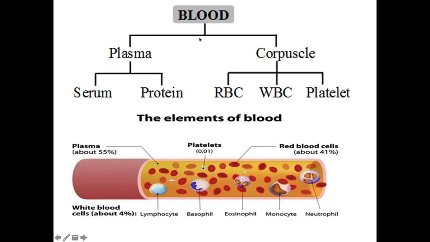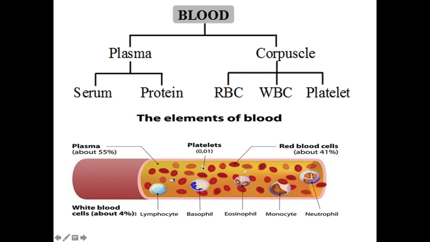Let us talk about blood. It is a fluid connective tissue. The blood has two major components. One is the plasma, which is in liquid form, and the other is the cells. They are called corpuscles. The different types of cells that are found are the red blood cell, the white blood cell, and the platelet.